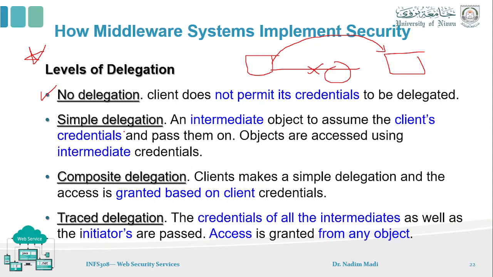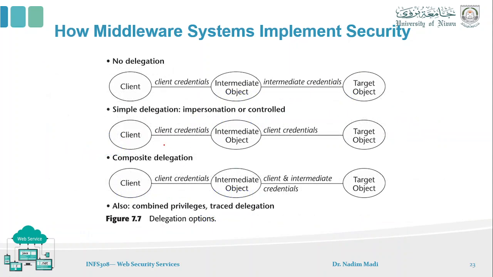transaction through the middleware. Simple delegation here, as you can read, and maybe it's much clearer when we see the picture. So a simple delegation means the client actually sends its credentials, and the intermediate object can actually use its own credentials. So the intermediate object, or the middleware, receives the client credentials, and it can actually talk to the server using the middleware credentials instead of sending the client credentials. At the end the target server will not know what the client credentials are.